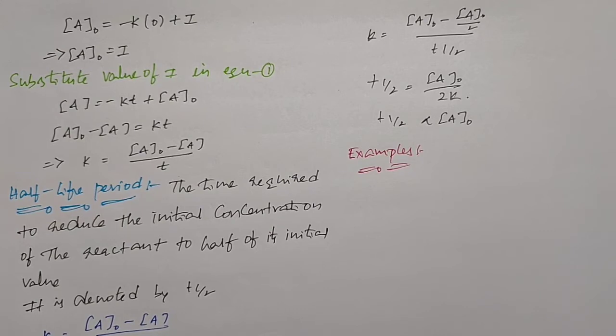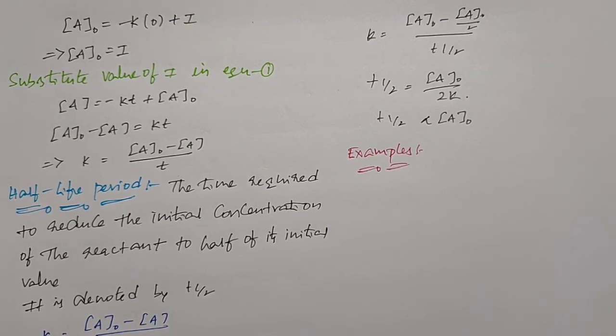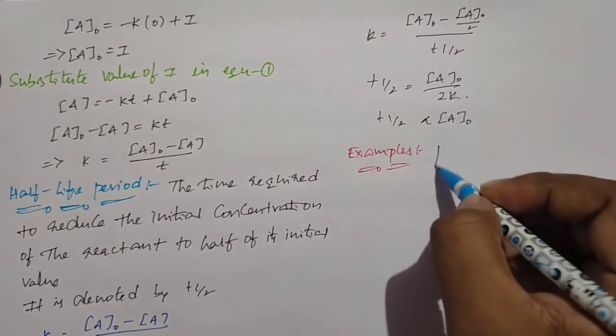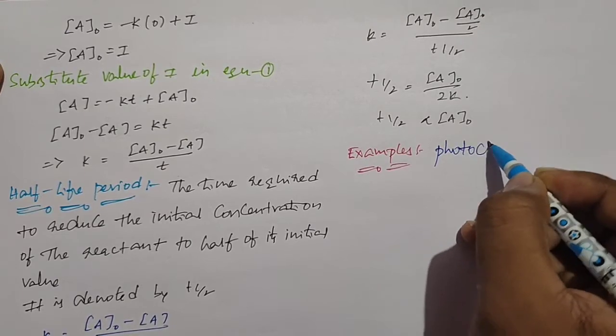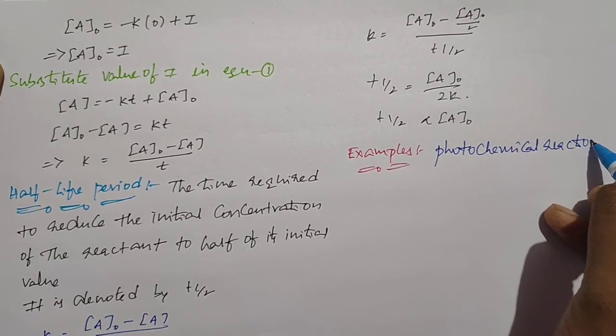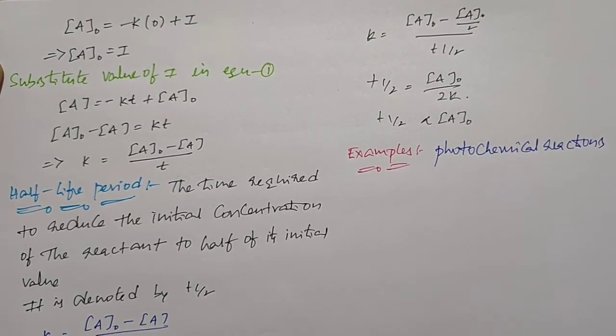The first example is a reaction between hydrogen and chlorine in presence of sunlight. When hydrogen and chlorine react together in presence of sunlight, they form hydrogen chloride. So that is an example for a zero order reaction. Actually, any photochemical reaction is an example for a zero order reaction. So photochemical reactions are examples for a zero order reaction. Here I give a few examples for a zero order reaction.